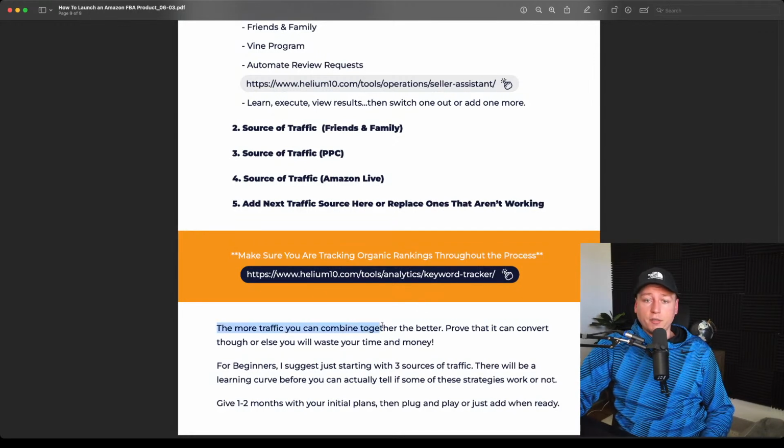The more traffic you can combine together, the better. Prove that it can convert though, or else you'll waste your time and money. For beginners, I suggest just starting with 3 sources of traffic. There will be a learning curve before you can actually tell if some of these strategies work or not. Give 1 or 2 months with your initial plans, then plug and play, or just add whenever you're ready. Okay, guys, so that is the launching guide.